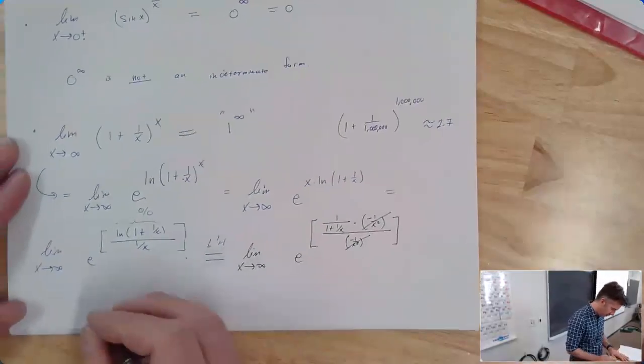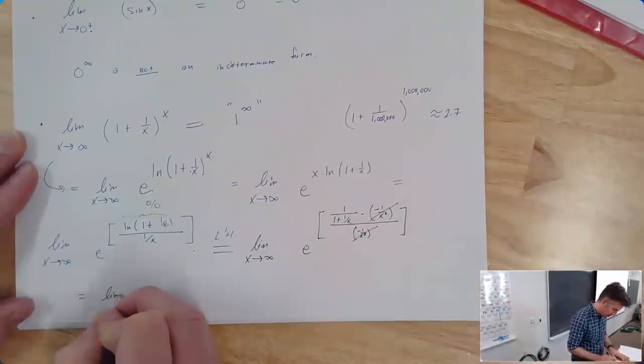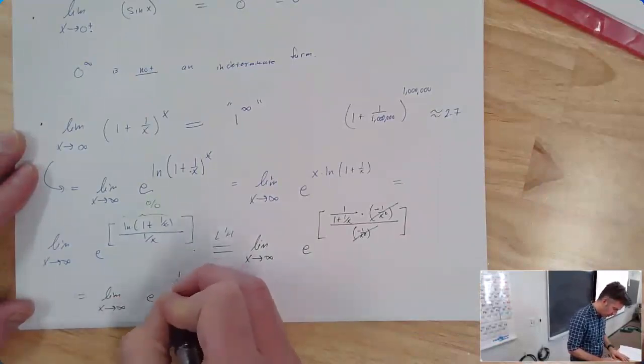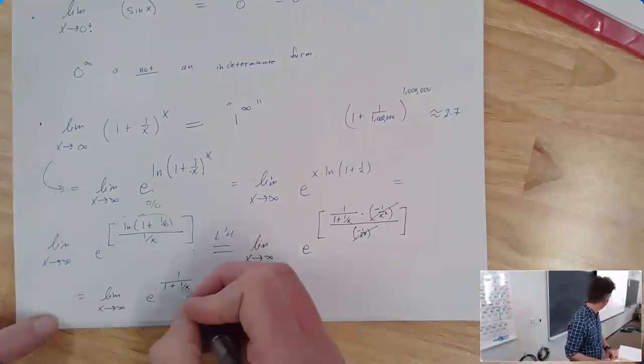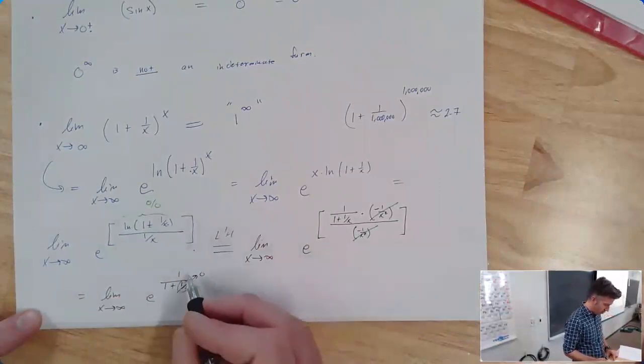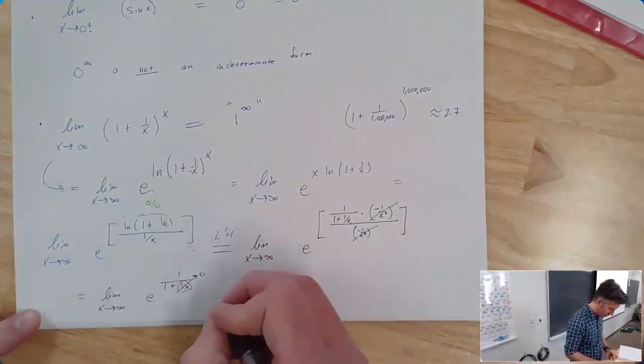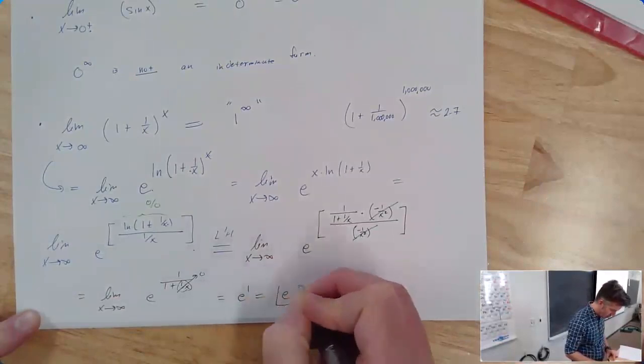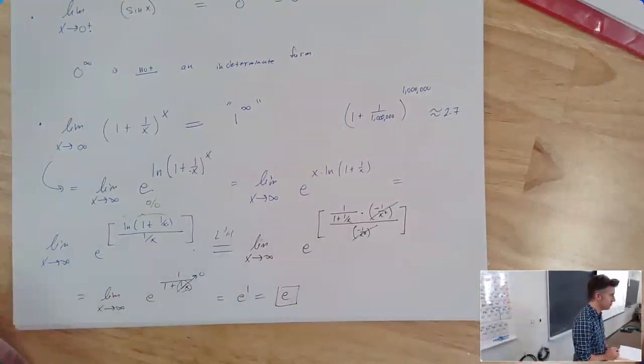So we're left with the limit as x goes to infinity of e to the 1 over 1 plus 1 over x. And as x goes to infinity, 1 over x is going to go to 0. And you're going to be left with 1 over 1 plus 0, which is 1 over 1, which is 1, which is e to the 1, which is just e. Cool. I think that's really cool.